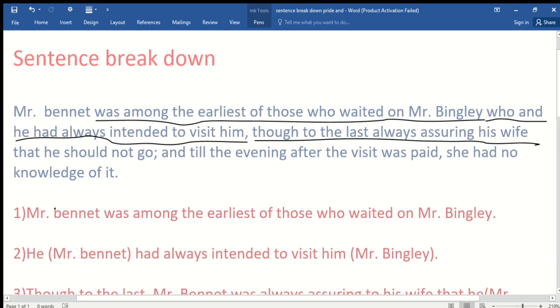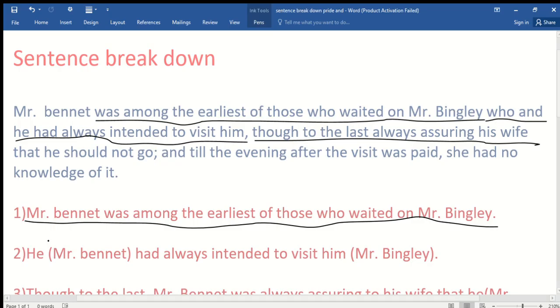Now let's break down each part of this sentence. The first clause of this sentence is: Mr. Bennet was among the earliest of those who waited on Mr. Bingley. It means that Mr. Bennet was the first among all those who were waiting for Mr. Bingley. You can simply say that Mr. Bennet was waiting for Mr. Bingley.